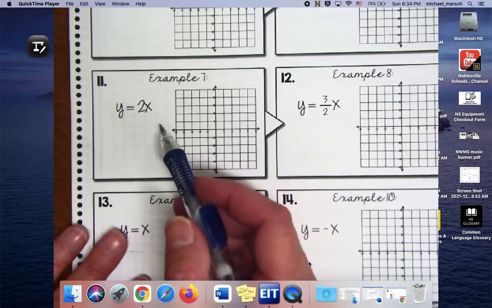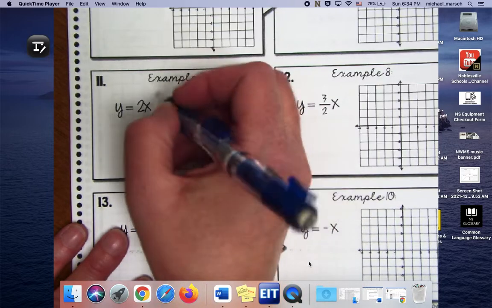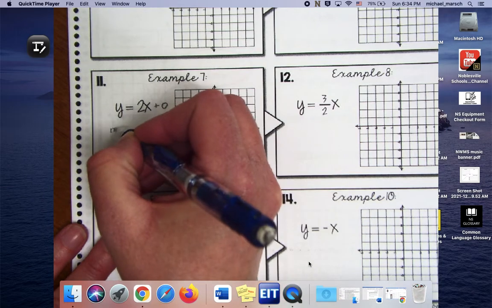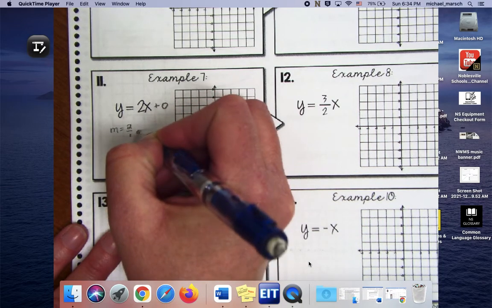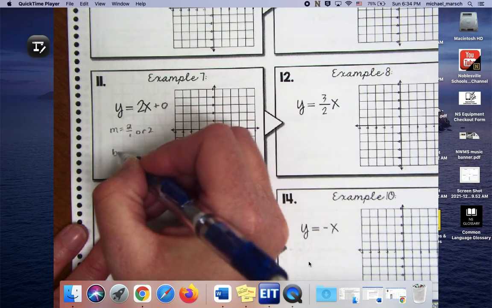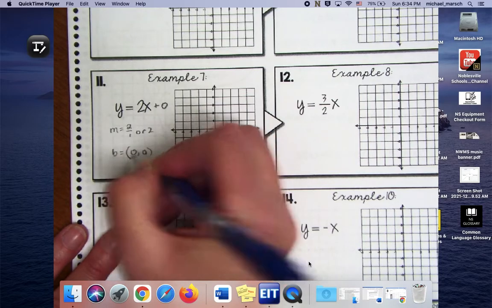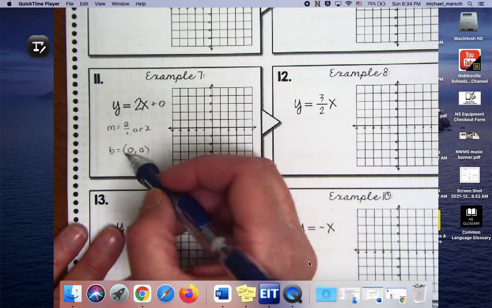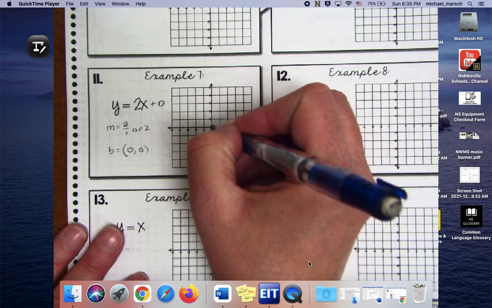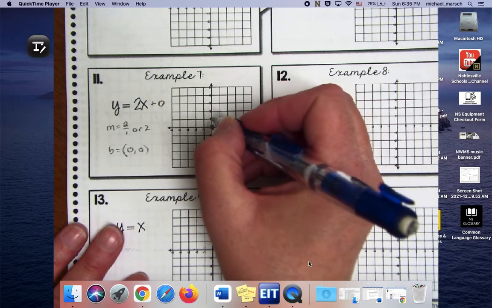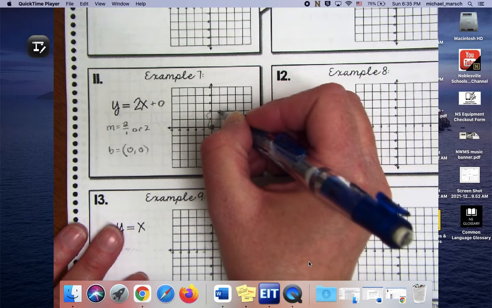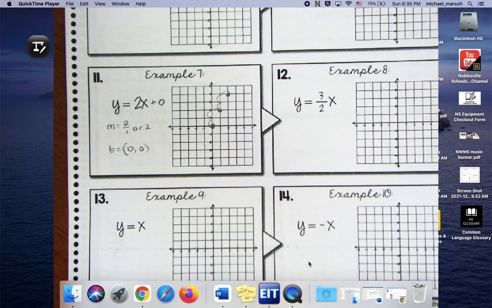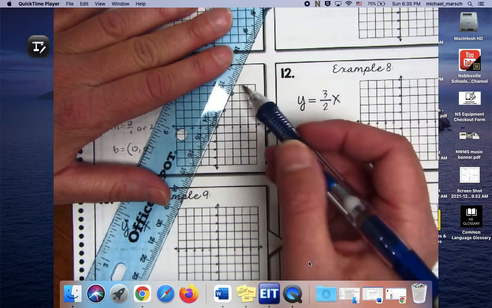y equals 2x. This is slope-intercept form, but they just left off the plus 0 here. So this tells me my slope is 2 over 1, or 2. In my y-intercept, we had something like this. Those of us that got to that problem on the paper from Friday, the table paper, my y-intercept is the origin. So I'm going to put the 0 there, up 2 over 1, rise 2, run 1. And then I'm going to draw this line.